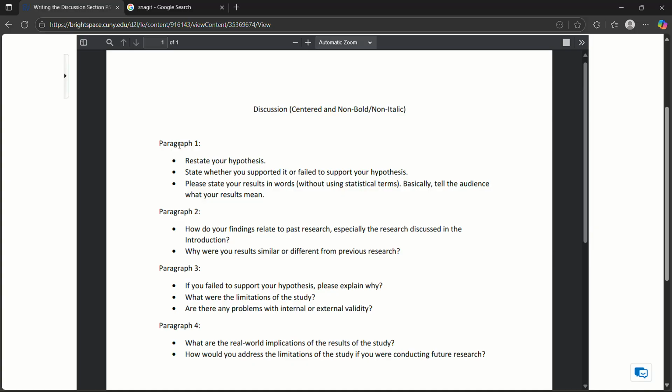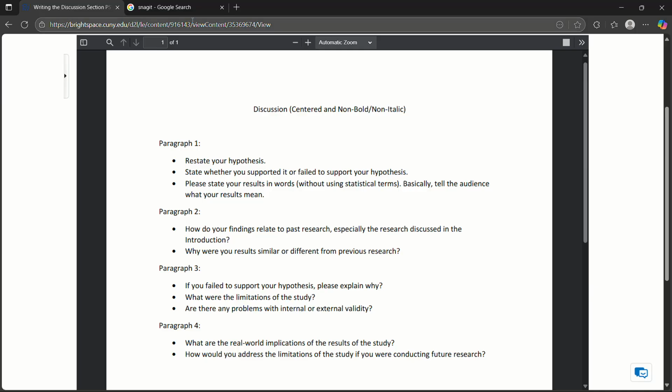And out of the 5 hypotheses, 4 of them were supported. And the one that wasn't supported was the relationship, the positive correlation between social connectedness and GPA. That was not supported. Please state the results in words without statistical terms. So what are your results?